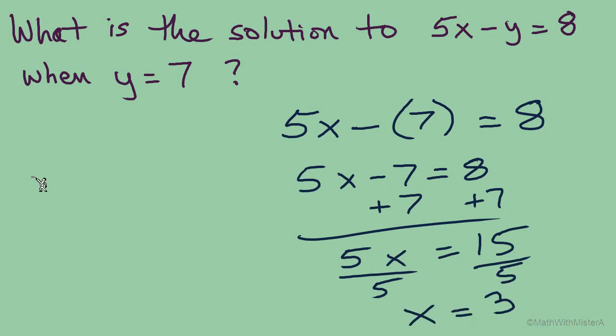So the ordered pair solution is 3, 7. Remember, our ordered pair always has x as the first number and y as the second number. So even though we started this problem by using 7, that was the value of y. So it needs to come in the ordered pair second. And the value for x, 3, comes first.